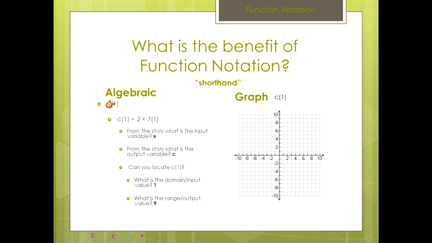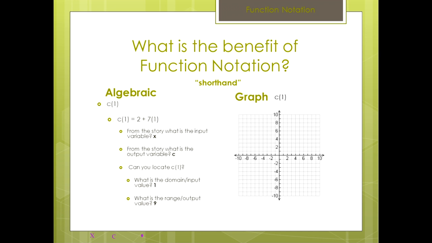If I know C of 1 is the request, and I have it already in my function notation, and I put in my input, I know my X was my input, C was the output, but now I'm putting my computation of my values with 1. Putting that 1 in will yield me that 9. So on the graph, I can easily take one form of algebraic and convert it directly to the graph.